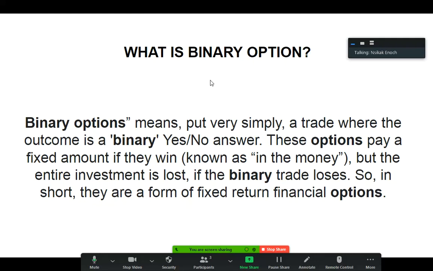So, what is binary option trading? Binary option means, put very simple, a trade where the outcome is a binary, yes or no answer. Either you put or call. If you think the price is going up, you call. If you think the price is going down, you put. This option pays a fixed amount if you win, known as in the money, that is ITM. But the entire investment is lost if the binary trade loses. So, in short, they are a form of fixed return financial options.